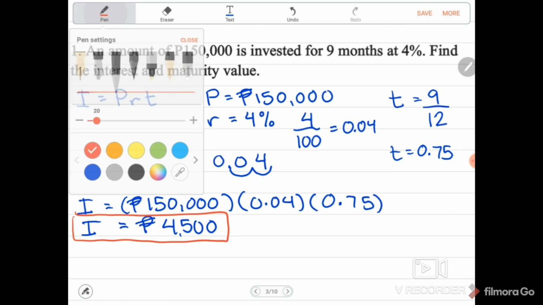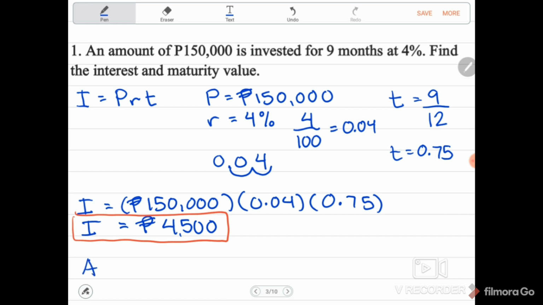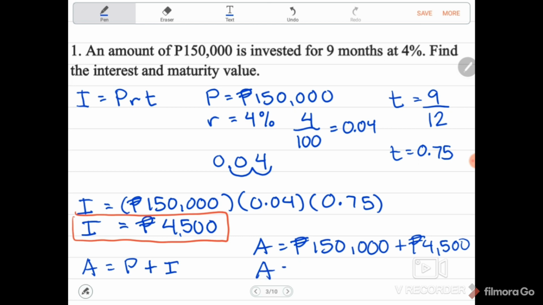Okay? Then, for the maturity value, ang formula natin is A, or the maturity value is equal to P plus I, the principal plus the simple interest. So maturity value is equal to the principal, that is 150,000, plus the interest, that is 4,500. So pag inadd natin yan, that is the maturity value. So 150,000 plus 4,500, that is 154,500 pesos. So ito yung ating pinaka maturity value.